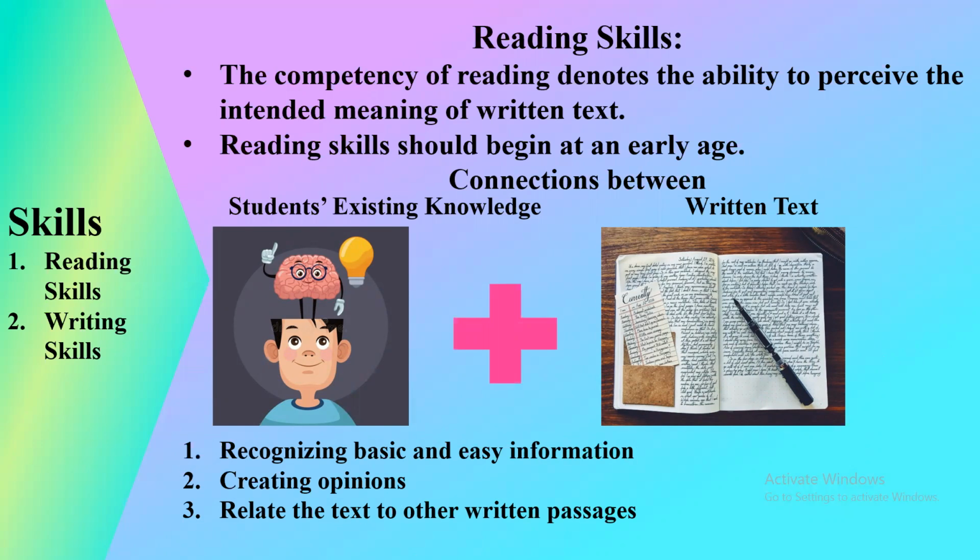When students make connections between their existing knowledge and the written text, that helps them to accomplish the three reading comprehension skills. Number one, recognizing basic and easy information introduced in written text. That means textual understanding. Number two, creating opinions about the written text's subject matter. That means interpretative comprehension. Number three, relating the text to other written passages. That means constructive comprehension.